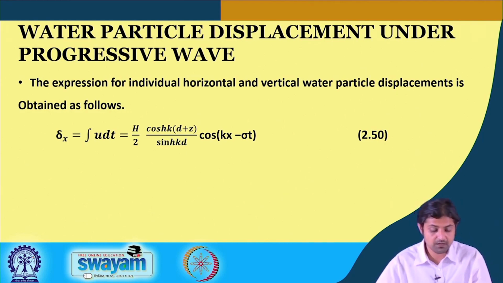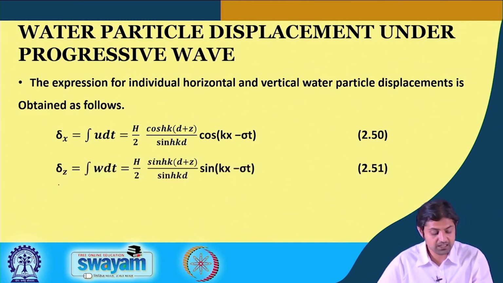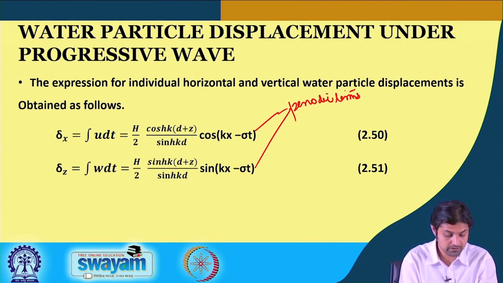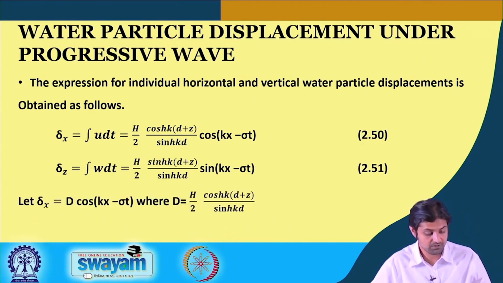So, the final result comes out to be H by 2 cosh(k(d plus z)) divided by sinh(kd) into cos(kx minus sigma t). Similarly, the vertical displacement delta z is given by H by 2 sinh(k(d plus z)) divided by sinh(kd) into sin(kx minus sigma t). These are the periodic terms. Okay. So, once you derive the velocity potential, everything can be found out.